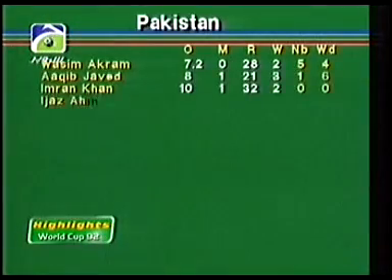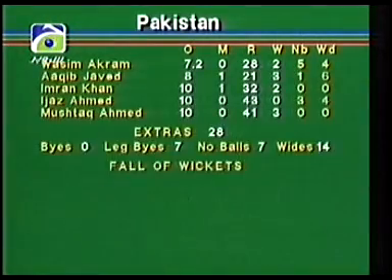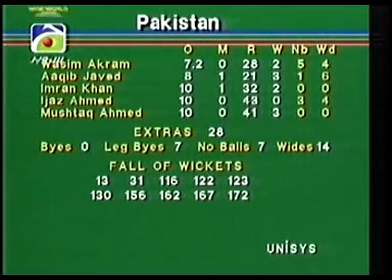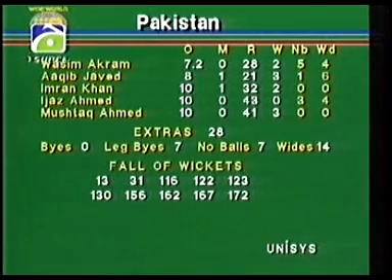172 all out, and the Pakistan bowlers all did wonderfully well. Wasim Akram, 2 for 28. Aqib Javed, who achieved the breakthrough, those 2 early wickets of Tom Moody and David Boone, finished with 3 for 21. Imran Khan, 2 for 32, bowled well. Ijaz was the weak link, but no one could get at him. None for 43 in 10. And Mushtaq, the leg spinner, took 3 wickets and bowled really well out there.